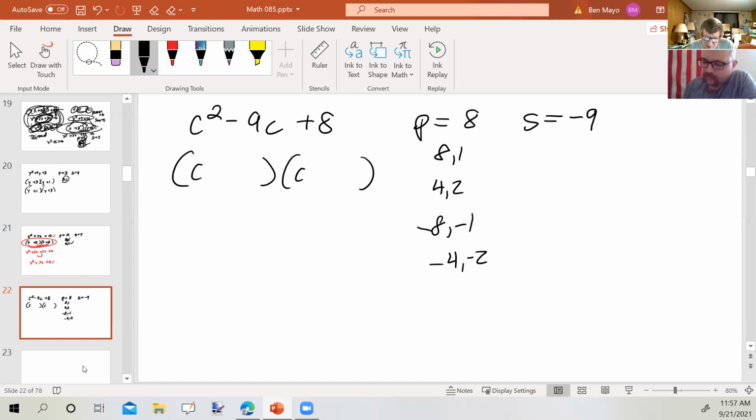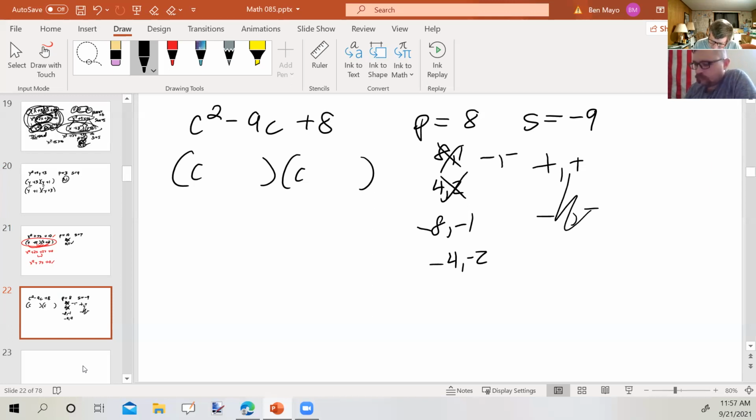But since the sum is negative, it can't possibly be two positive numbers. So given that the product is positive, the two numbers have to have the same sign, because positive times positive gives you positive, or negative times negative gives you positive. But if they're both positive, I can't add them up and get a negative. So what I'm telling you is that I can determine ahead of time that my numbers have to both be negative. Are we okay with that?